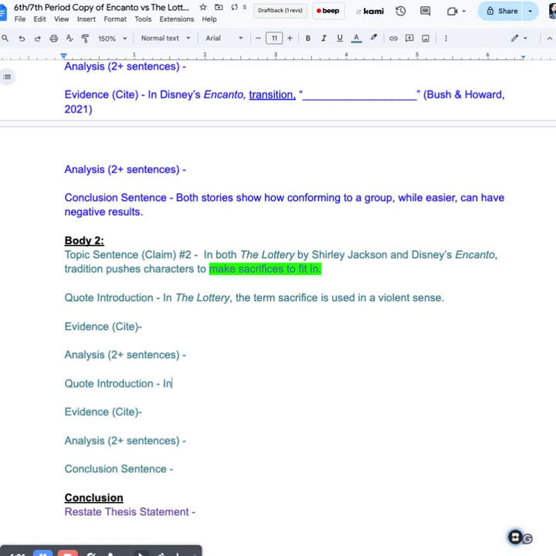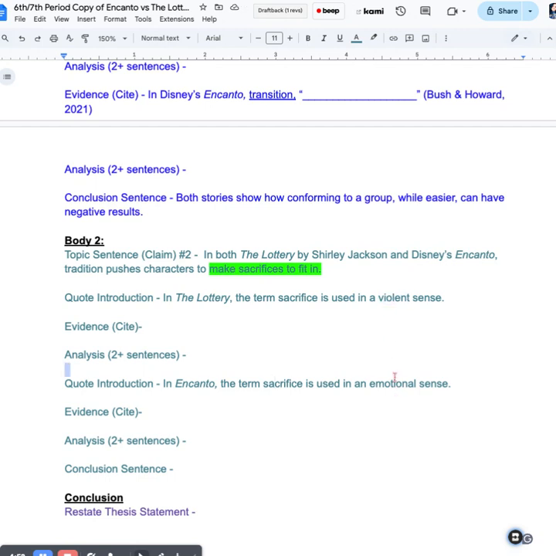So we could say in Encanto, let me spell that correctly. In Encanto, the term, no, we do not want to underline that. I am so sorry. Got to get myself together. In Encanto, the term sacrifice is used in an emotional sense. So those are very similar sentences. They just are showing that there's a difference.